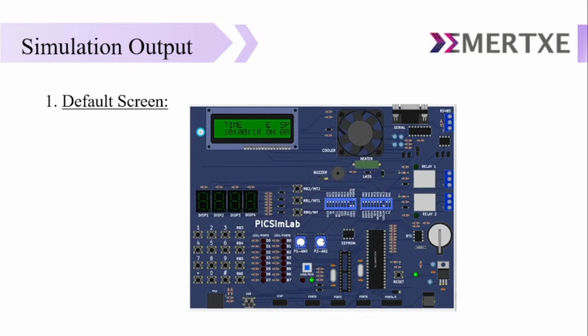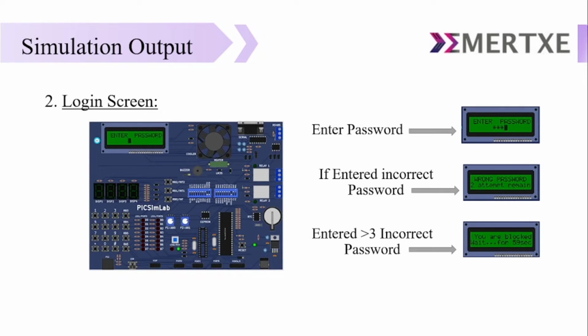Firstly, we will discuss the simulation output that we received. For the default screen, the system will show the previous entries of the system. For the login screen, the system will ask the user to enter the password. If the entered password is incorrect, the system will allow only 3 attempts. If attempted more than 3 times, the system will lock the user for 15 minutes. In this case, we are using a 1 minute timeout for the system.